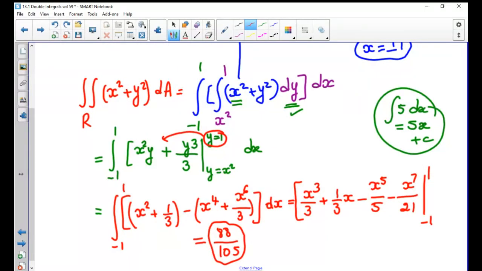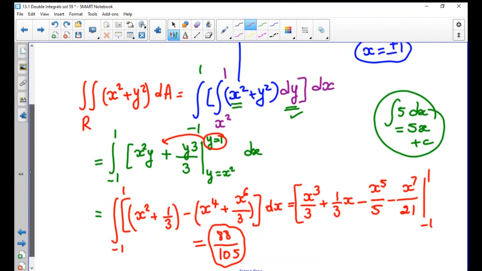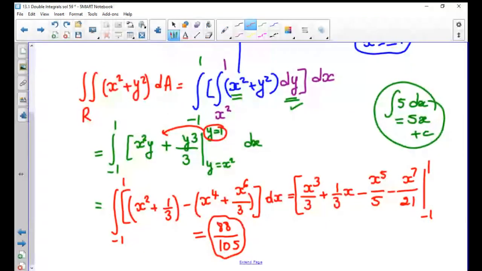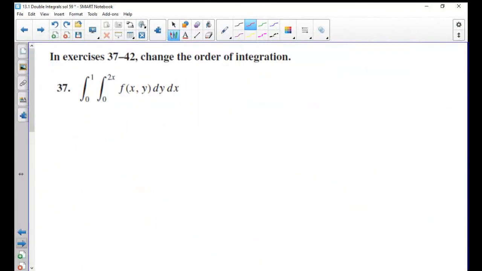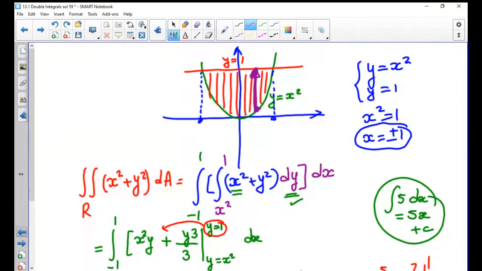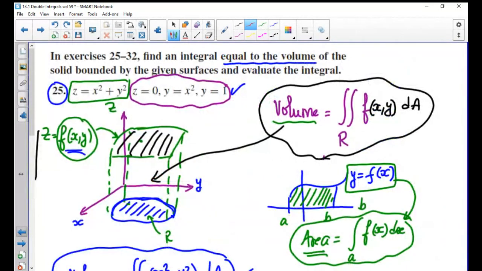I will do one last one. Are we okay with this? Any questions? Yeah. Okay, great. I will do one last example, which will be 27.